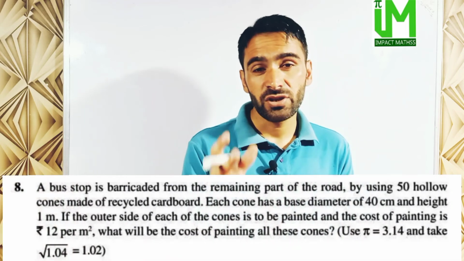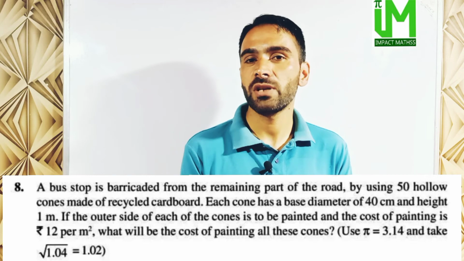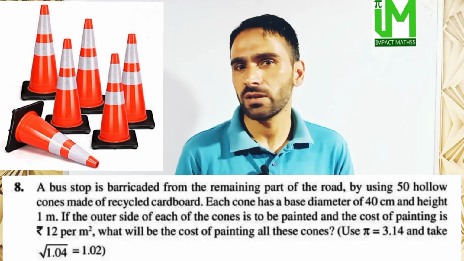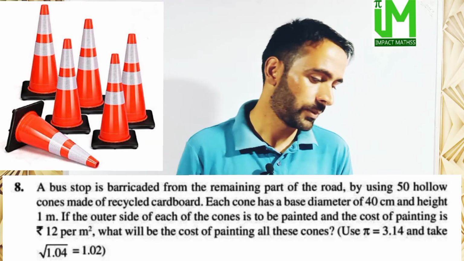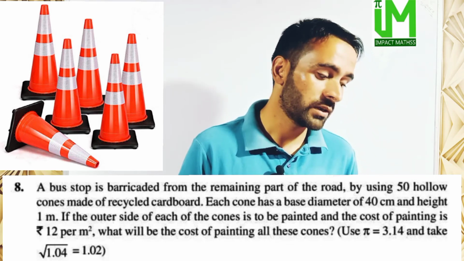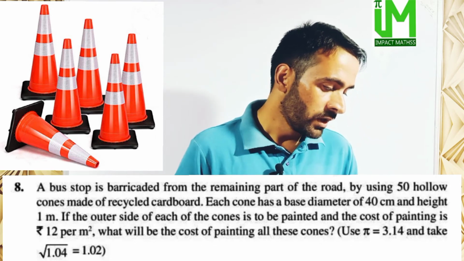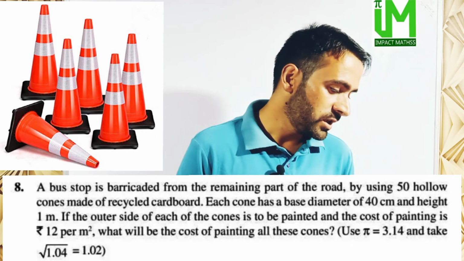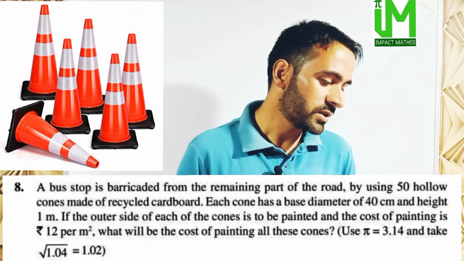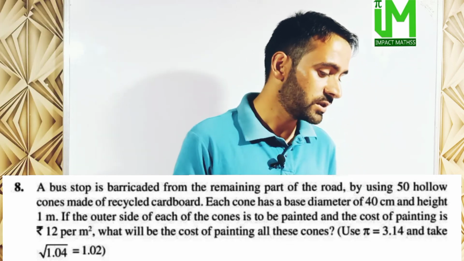So the remaining part of the road is separated using 50 hollow cones. 50 hollow cones are used, but they are being made from recycled cardboard. So for each cone, each cone has a base diameter of 40 centimeter.